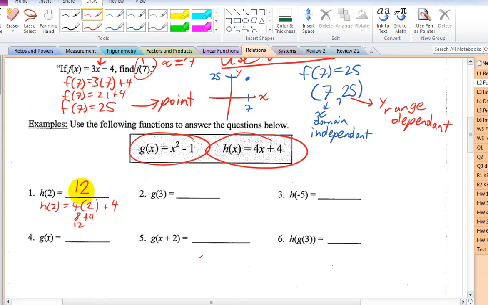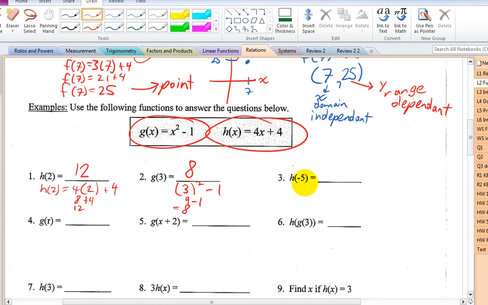Do the next one yourself. Go. G at 3. Make sure you use brackets, please. So instead of x squared minus 1, it becomes 3 squared minus 1. 9 minus 1, and the answer is 8. On your sheet, I'm expecting to see a little bit of work, or you will get no homework marks. Okay. All right. Good. Do number 3. Go.